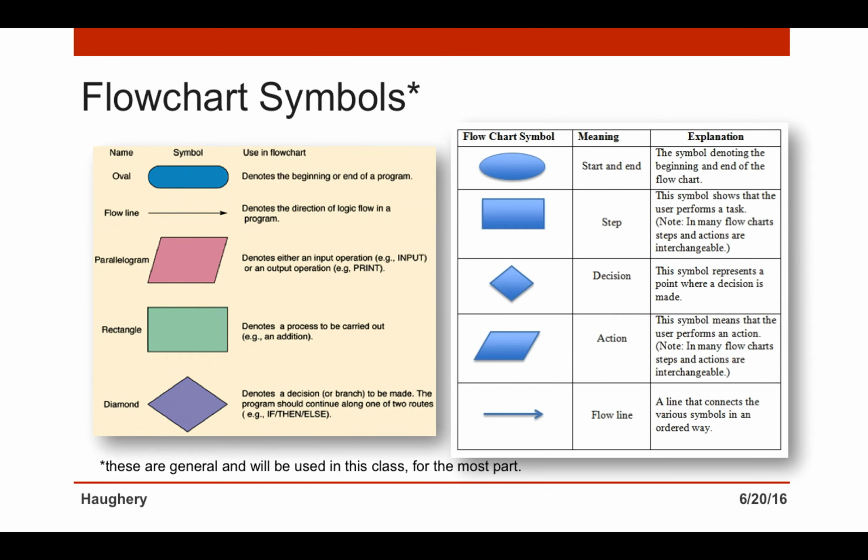So if we look at the symbols and the shapes, ovals are always going to show a beginning or an end. Okay, a start and an end. Arrows, of course, are going to show direction of flow. This is where some of these ones in the middle, the parallelograms, they're either inputs or operations. Rectangles denote processes. I'm going to be lenient on these two, but I'm really going to want to see diamonds being questions.